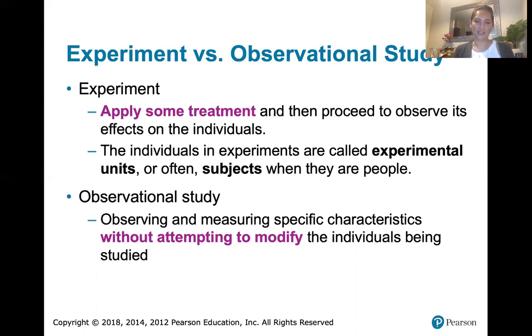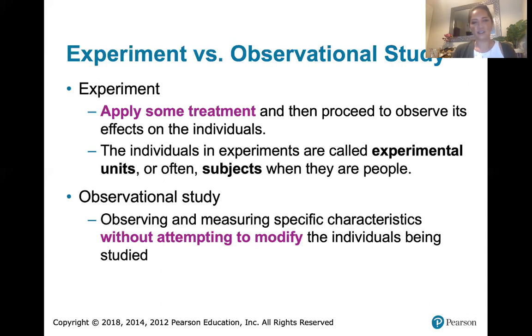In an observational study, instead of treating groups and then seeing if there's some effect, we're just measuring things. We're measuring characteristics, and we're often seeing if there's a correlation between one characteristic and another characteristic. We're not attempting to modify anything about the individuals, and so we're not applying a treatment. Now, most of the time, if we're trying to look into cause and effect, we would want to do an experiment. But sometimes it's not appropriate to do an experiment because of ethical considerations, for one thing.